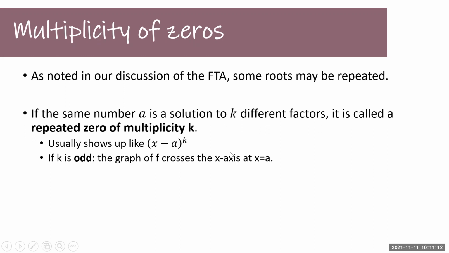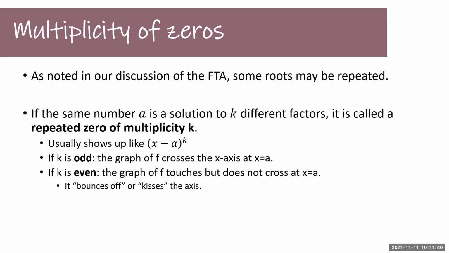And something cool happens on these graphs. When it has an odd multiplicity, so if it's a single multiplicity, so it's not multiple, right? It's just one, or if it's 3 or 5 or any other odd power, you're going to have an actual x-intercept there that's going to cross through the x-axis, okay? It's going to actually cross the x-axis. But actually, if you have an even power, so you have x minus a squared or to the 4th or any other even power, it actually just touches, but it doesn't cross at x equals a. So it bounces off, or some people say it may kiss the axis, but it doesn't actually cross it.